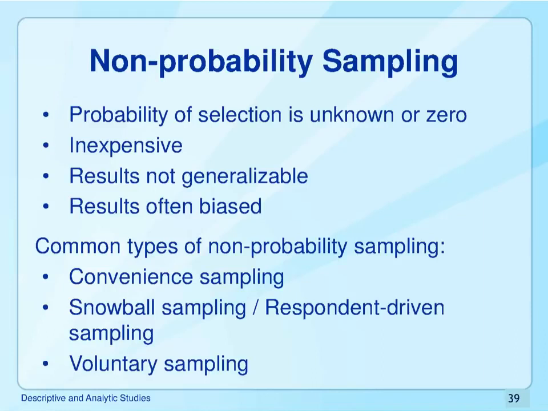Now we're going to talk briefly about non-probability sampling. This is any type of sampling technique where the chances of inclusion for each person is unknown and may actually be zero depending upon the sampling technique.